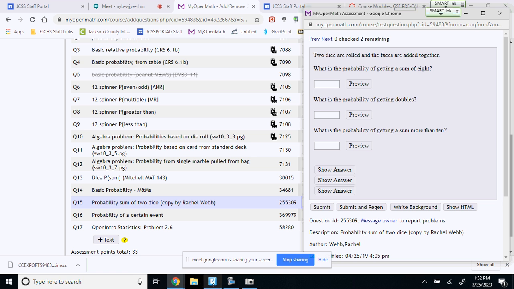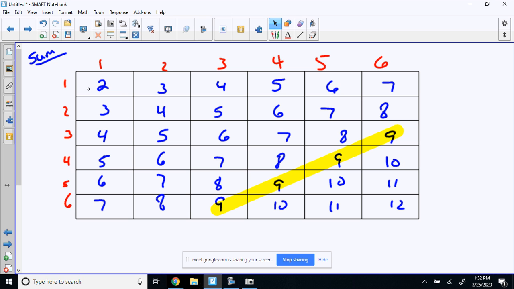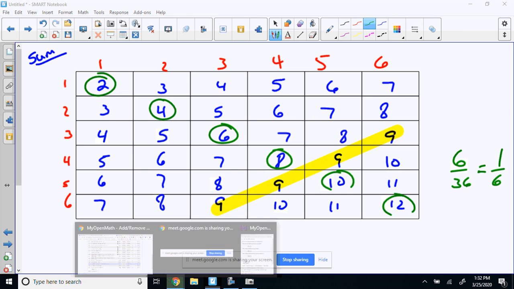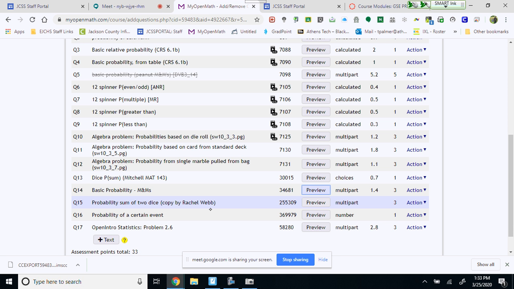So 1 and 1. So if we went back to here, you know, 1 and 1 to give me this one, right? 2 and 2 gives me 4. And then see this? Doubles. So 6 out of 36, which is 1 over 6, right? A 3 and a 3 would give me a 6. So you're just using the sample space. Does that make sense?